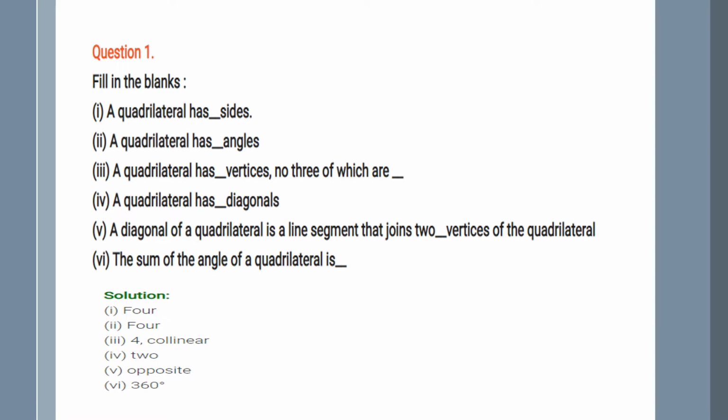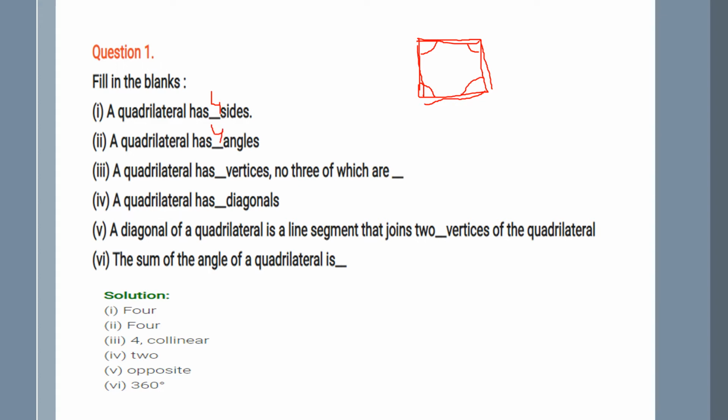A quadrilateral has dash sides. I'm going to draw a quadrilateral. This is called a quadrilateral. Okay, you can see it has 1, 2, 3 and 4 sides. So the answer will be 4 over here. Okay, a quadrilateral has 4 dash angles. You can check out the angles: 1 angle, 2, 3 and this one is 4. So a quadrilateral has 4 angles.